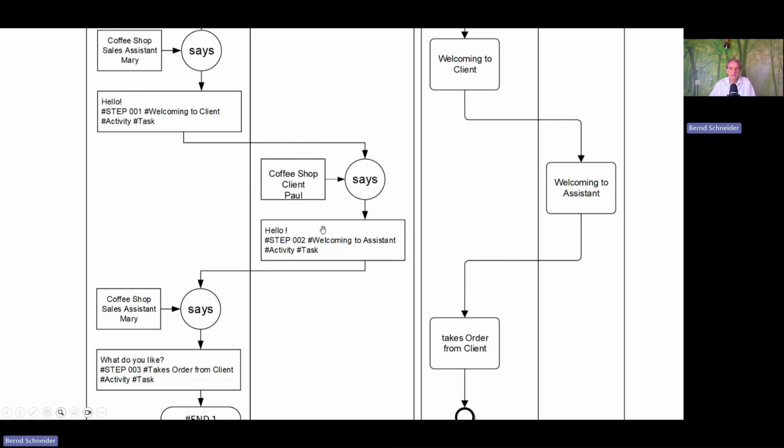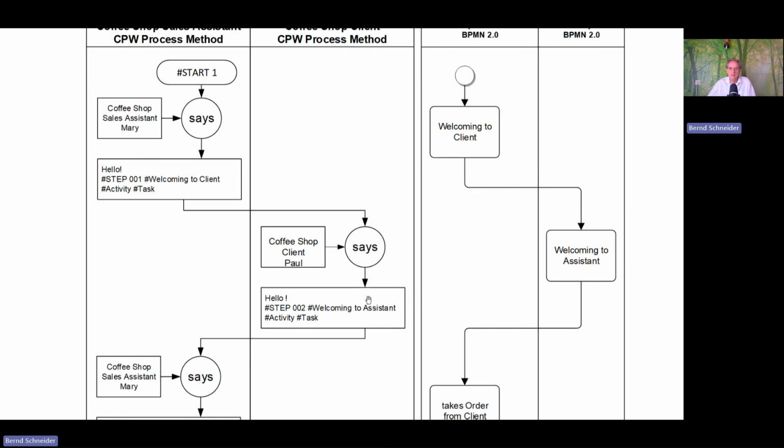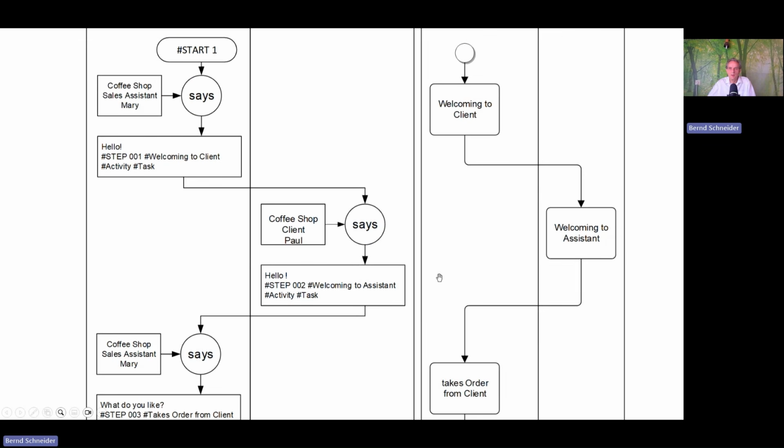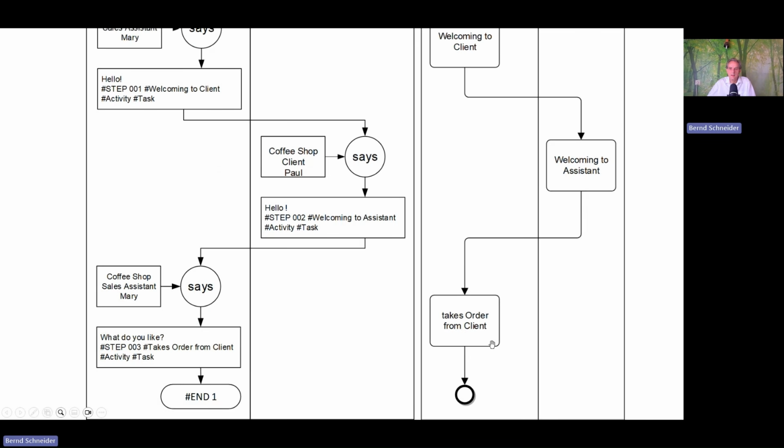And then you have the next process steps where the coffee shop client says hello, and coffee shop sales assistant Mary says, what do you like? And on the right side, we have all abstract functions, welcoming to client, welcoming to assistant, takes order from client.